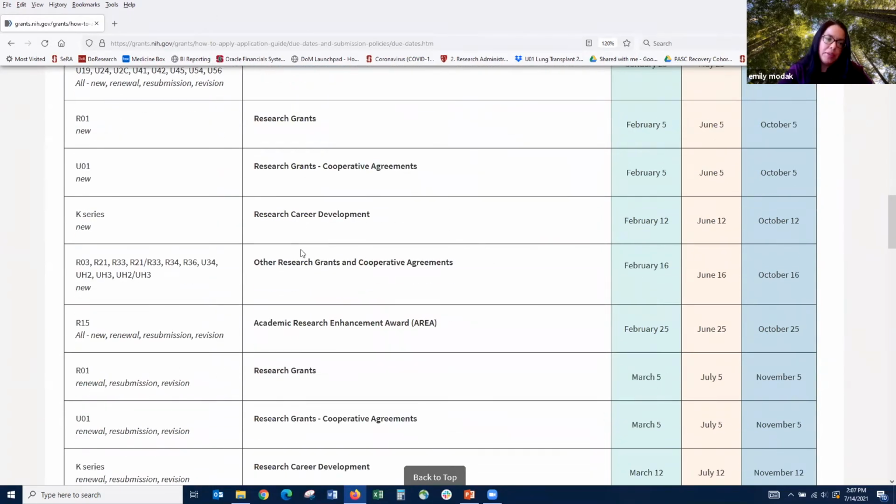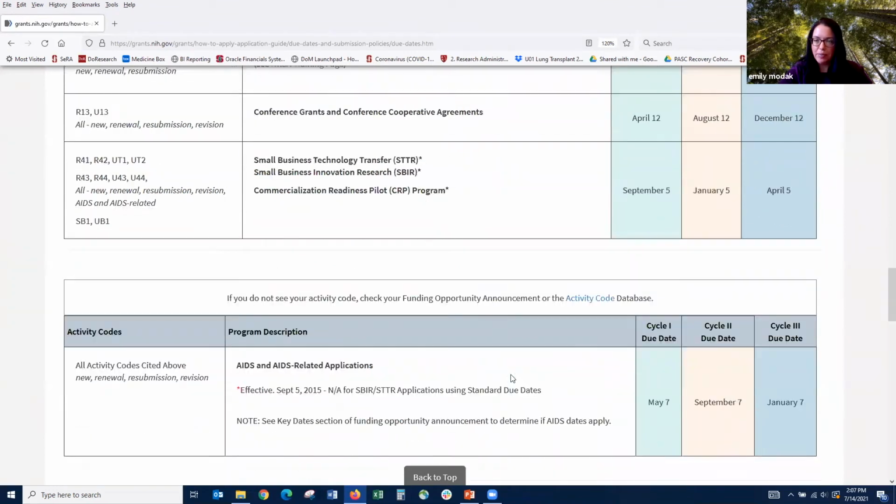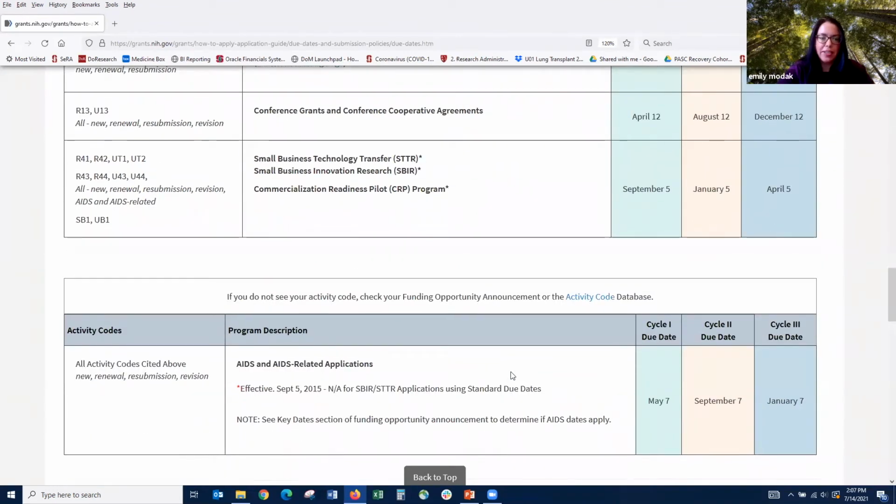Now I do want to note, if your PI says this is a resubmission of an R01 that I submitted last year, that it scored pretty well, but it didn't get funded, there is a separate deadline for resubmission. It's 1 month later. So then you'd be looking at November 5th. Be sure to take a close look at this chart if you find yourself working on NIH, to make sure you've got the right activity code, the right type of application, and you're in the right cycle.